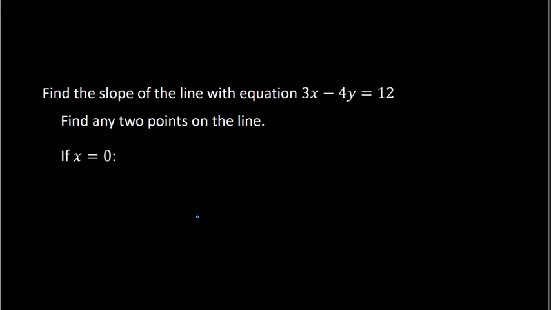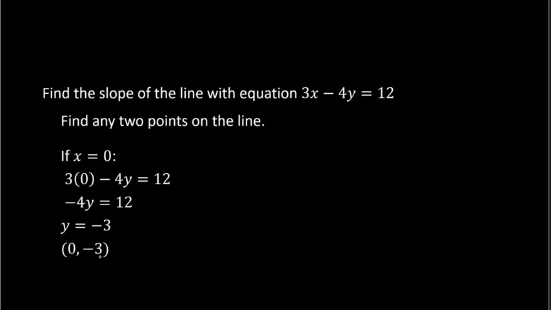So for example, if we plug a 0 in for x, we would get 3 times 0 minus 4y equals 12. So 3 times 0 is 0. So we have negative 4y equals 12. And then divide both sides by negative 4, y would equal negative 3. So my point would be 0, comma, negative 3.